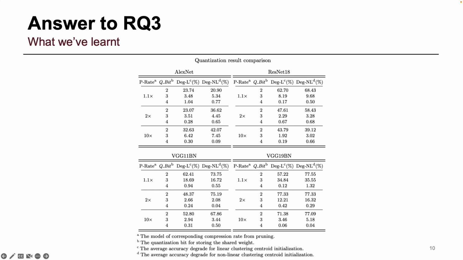We believe that models trained for temporal domain datasets are more fragile and susceptible to pruning. And for the RQ3, from the shown table, we can learn the performance degradation for 4 quantization bits, or Q bit equals 4, is not noticeable.